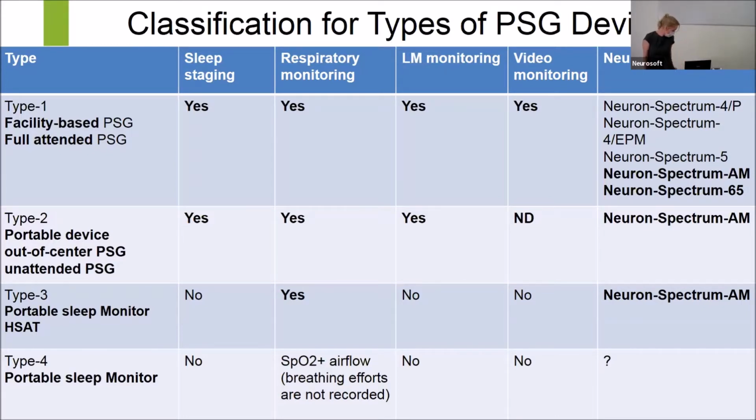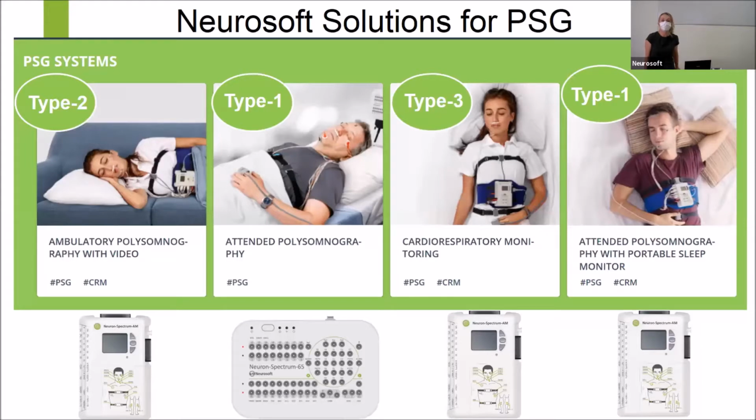On our website, neuronspectrum.com, you can see the Neurosoft solution for polysomnography. Our solution is based on the classification which I've described. Neurosoft can offer you 2 systems which could be classified as type 1 systems: Neuron-Spectrum-65 and Neuron-Spectrum-AM.